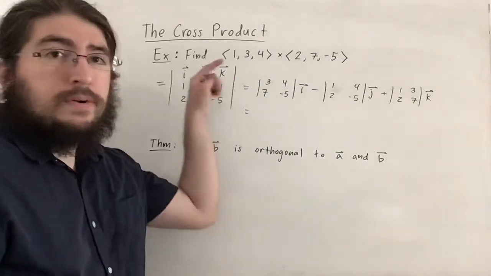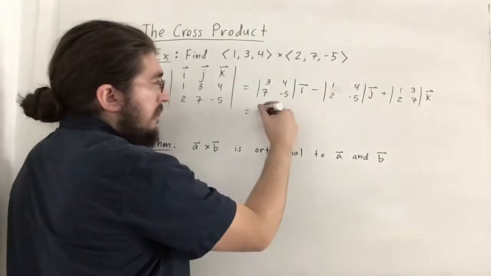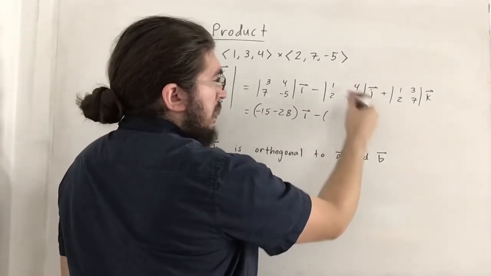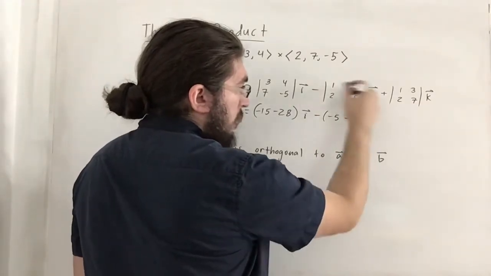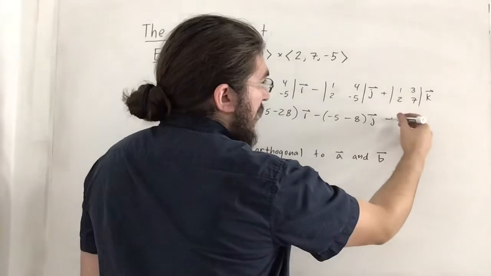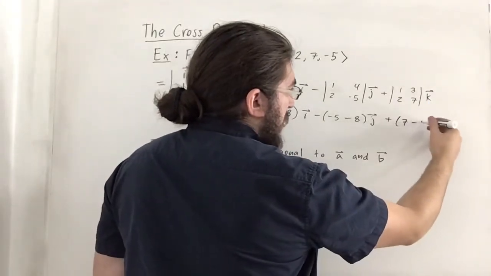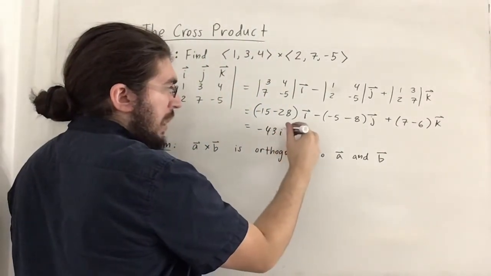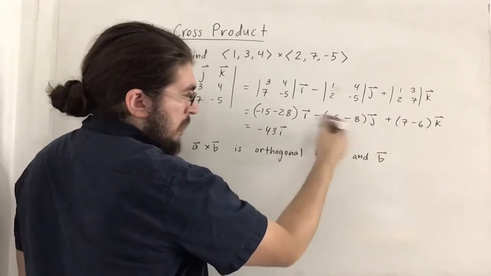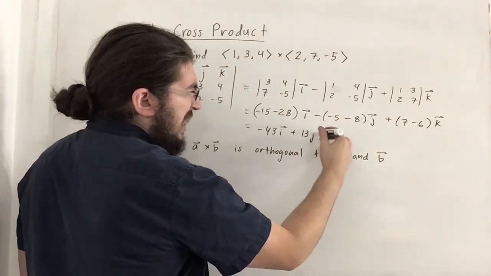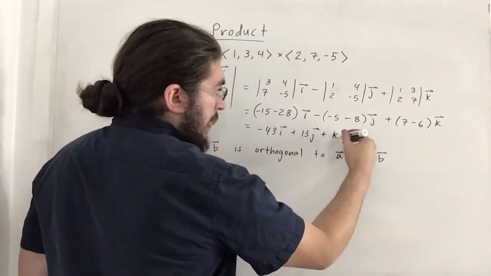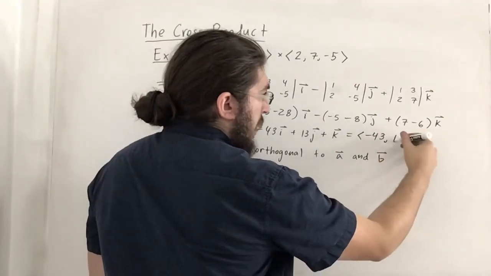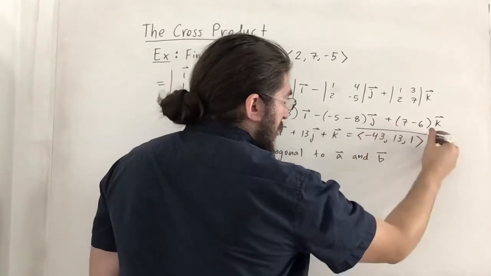So let's see what we end up getting here. The determinants of these, remember, is just the crisscross determinant. So it's negative 15 minus 28, that's all times I, minus, this is going to be negative 5 minus 8, that's 4 times 2 after all, times the vector J, and then plus 7 minus 6, that's pretty easy to compute, that's just 1, times K. So all in all, we get negative 43 I, and that's going to be negative 13, but with the extra negative out here, we get positive 13 J, and then plus 1 times K. So in component form, it would be the vector whose components are negative 43, 13, and 1, respectively. Nice.